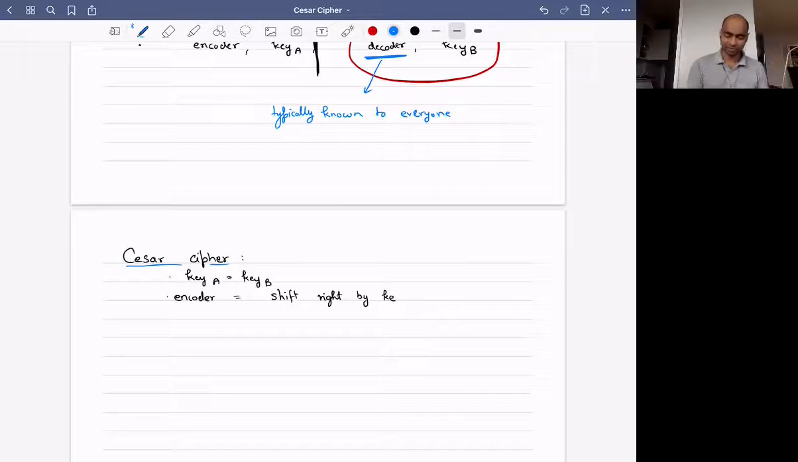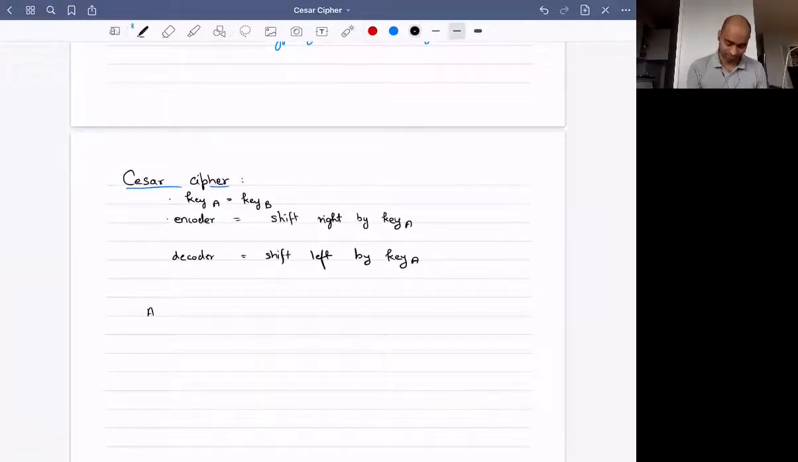So first we need that key A is equal to key B, that both Alice and Bob have the same key. And then the encoder function is simply shift right by key A. And the decoder function is simply shift left by key A. And very simple, let's explain. So I have my alphabet A, B, C, D, E, and so on. Let's say my message is, I don't want to do this too complicated, so I'll just do BAD. I can see those letters here. And let's say my key is 3.